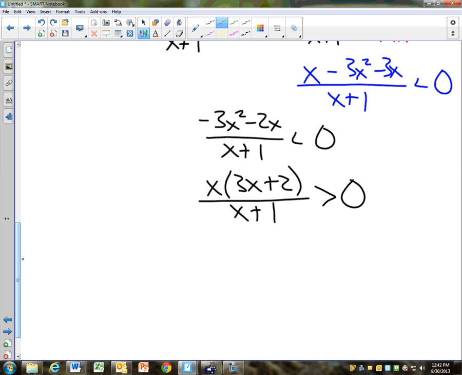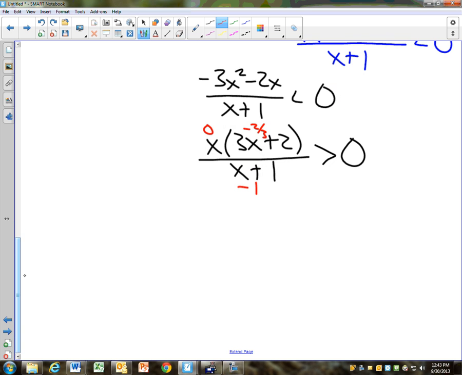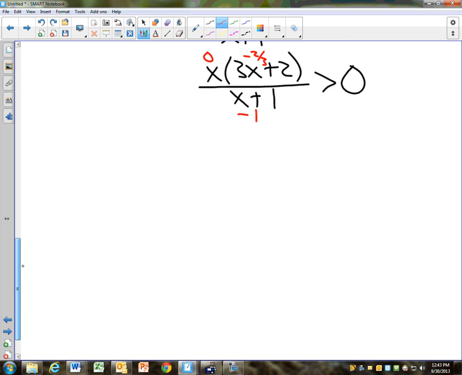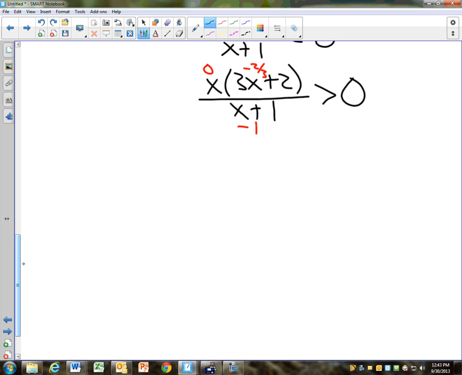I look to where the top is equal to 0 and where the bottom is equal to 0. What would give you 0 here? 0. What would give you 0 here? Negative 2/3. What would give you 0 down here? Negative 1. So how many total solutions do I have? 3. How many columns will I have? 4. Whoop. Guess we're going to start at negative 1.